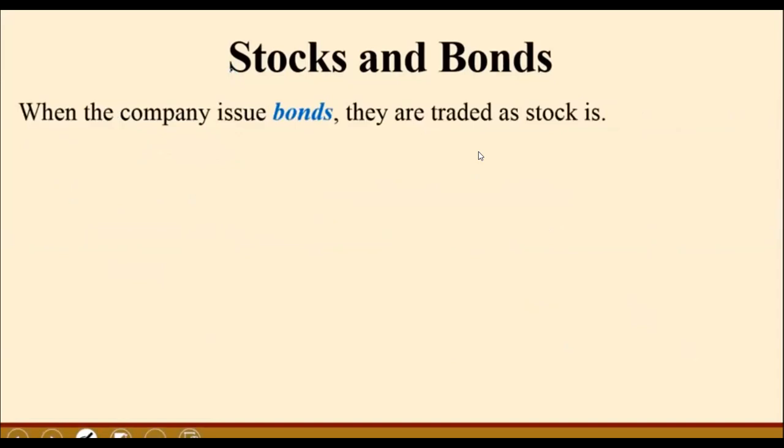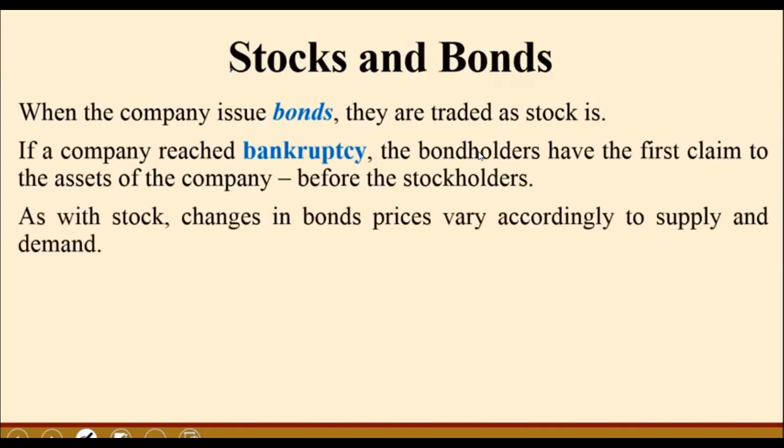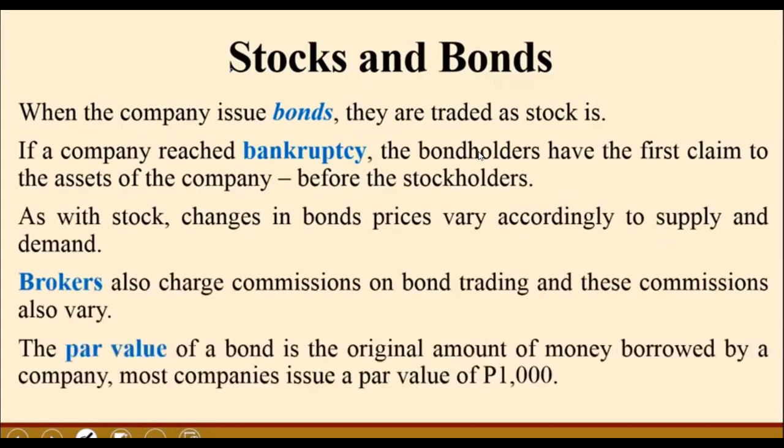If a company reaches bankruptcy, the bondholders have the first claim to the assets of the company, before the stockholders. As with the stock, changes in bond prices vary according to supply and demand. Brokers also charge commissions on bond trading, and these commissions also vary. Nakadepende. The par value or face value of a bond is the original amount of money borrowed by a company. Most companies issue a par value of 1,000 pesos. Those are the basic concepts about stocks and bonds.